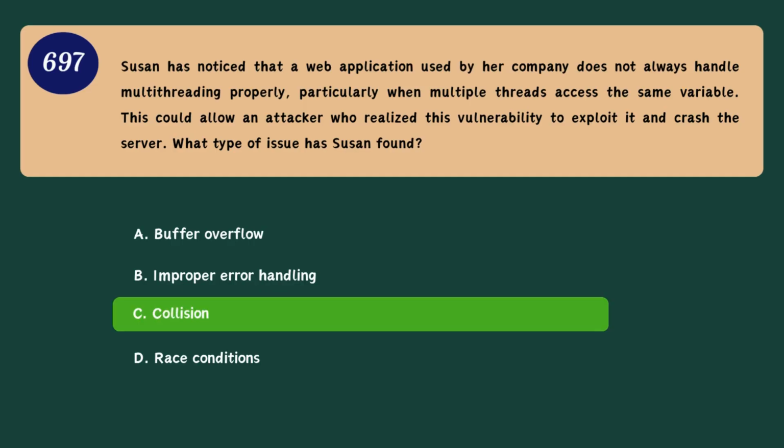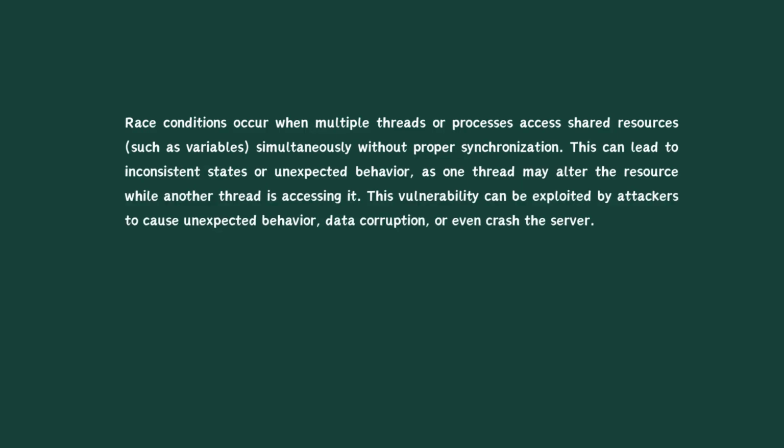Correct answer. C. Collision. Race conditions occur when multiple threads or processes access shared resources such as variables simultaneously without proper synchronization. This can lead to inconsistent states or unexpected behavior, as one thread may alter the resource while another thread is accessing it. This vulnerability can be exploited by attackers to cause unexpected behavior, data corruption, or even crash the server.